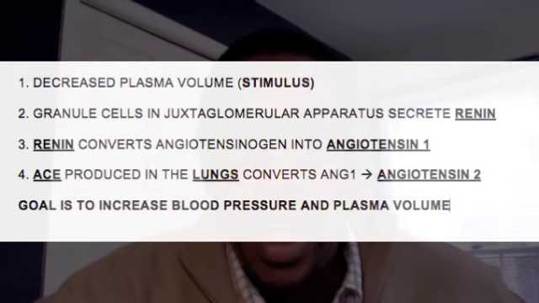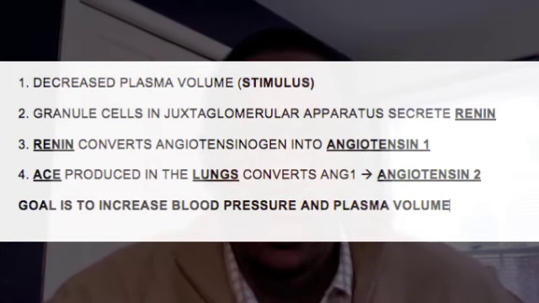Now, angiotensin 2 has four main effects on systemic blood pressure. So it acts in these ways. First is a direct effect. So angiotensin 2 will bind directly to alpha-1 receptors in the vasculature and will initiate vasoconstriction to directly increase blood pressure. Angiotensin 2 will also stimulate the release of vasopressin from the posterior pituitary. As you know, vasopressin acts on the collecting duct and initiates the reabsorption of water from the collecting duct, increasing, again, the plasma volume, which should help to increase the blood pressure.